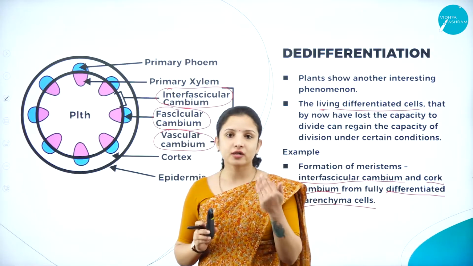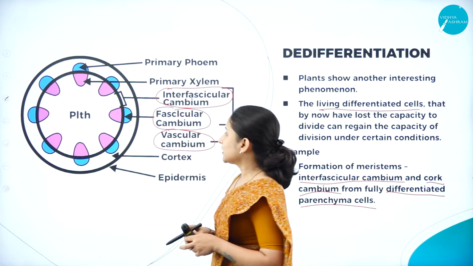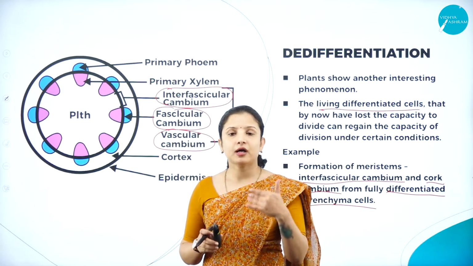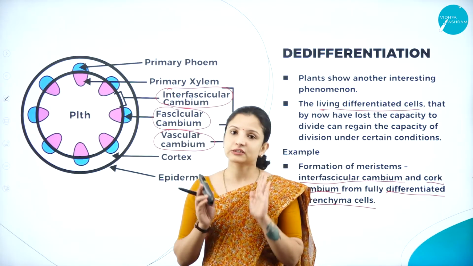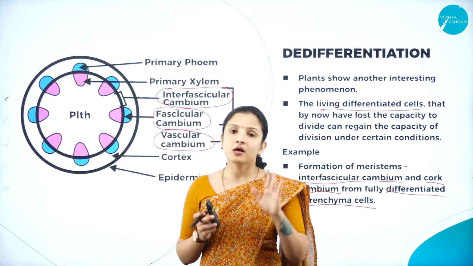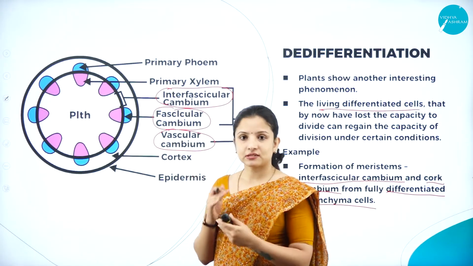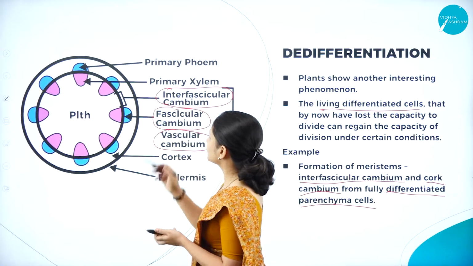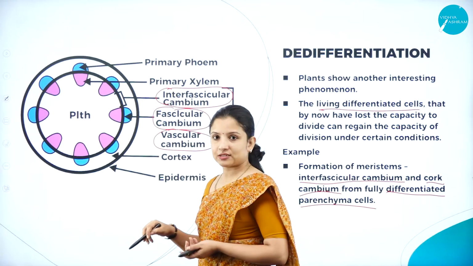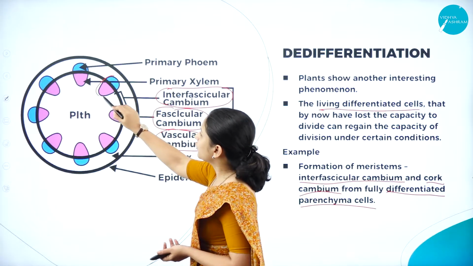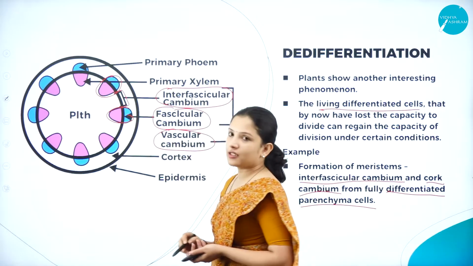Those cells have already undergone differentiation, because we know that the vascular cambium, say for example xylem, has already undergone differentiation. And it is performing its specific function of carrying water. But in some cases, they will again change their structure. That is what is happening here in the case of interfascicular cambium. Interfascicular cambium are the cambial cells that are present between two vascular bundles. So this region is the interfascicular cambium.